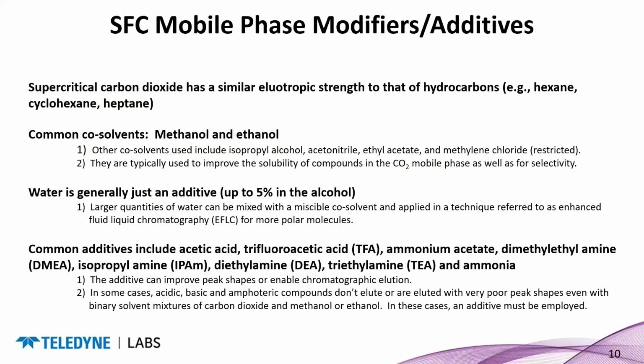As already mentioned, CO2 has the eluotropic strength of hydrocarbons, which is great. Generally speaking, we tend to do SFC with alcohols, methanol and ethanol being readily available. However, you can use IPA, acetonitrile, ethyl acetate, even methylene chloride, although we're trying not to use that so much anymore in our chromatography, as there are more and more restrictions on its use due to toxicity.